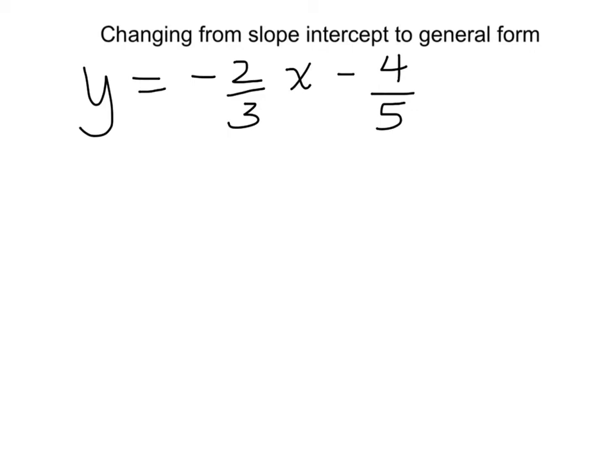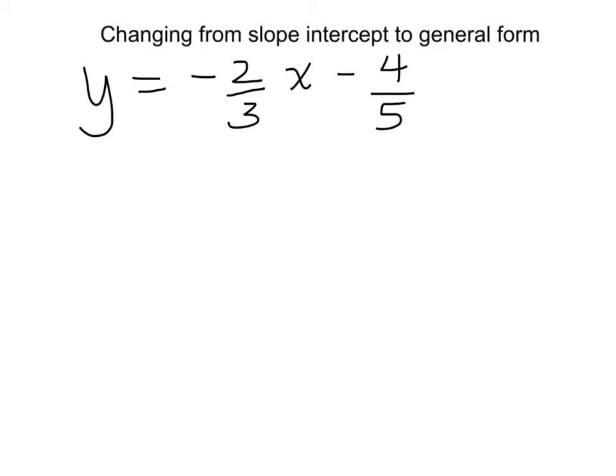But let's think about this for a minute. What number could we multiply 3 by to get rid of 3? Well, 3. What number could we multiply 5 by to get rid of 5? 5. But that won't get rid of both of them. But if we multiply both of them by 15, that will reduce each of those fractions to an integer.